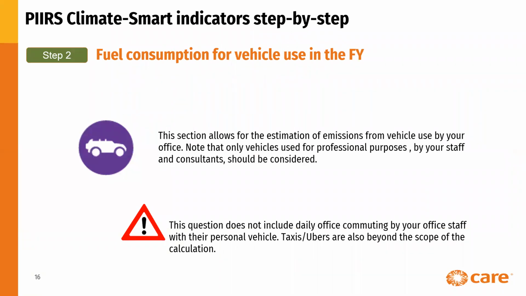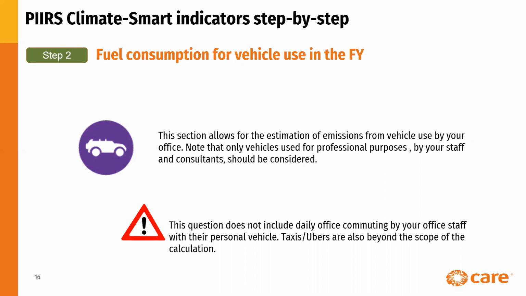We now move on to step 2, the fuel consumption for vehicle use in the fiscal year. This section allows for the estimation of emissions from vehicle use by your office. Note that only vehicles used for professional purposes by your staff and consultants should be considered. Also, this question does not include daily office commuting by your office staff with their personal vehicle. Also, taxis and Ubers are beyond the scope of this calculation.